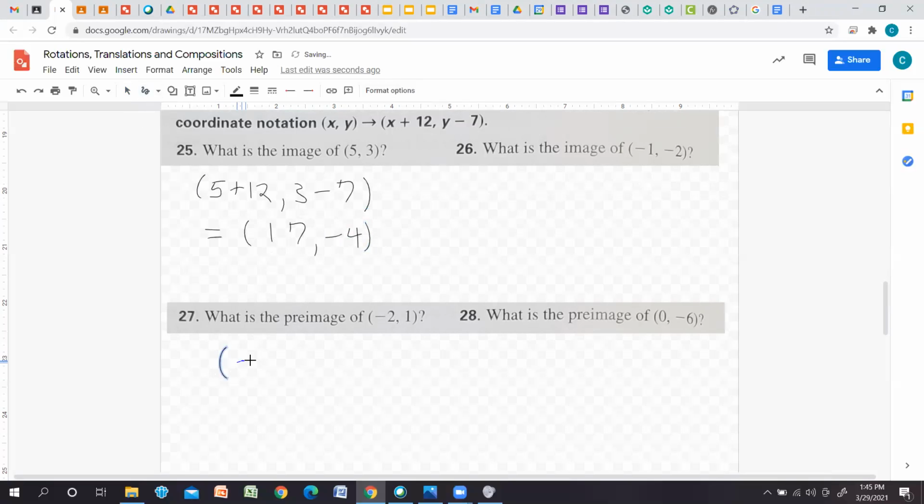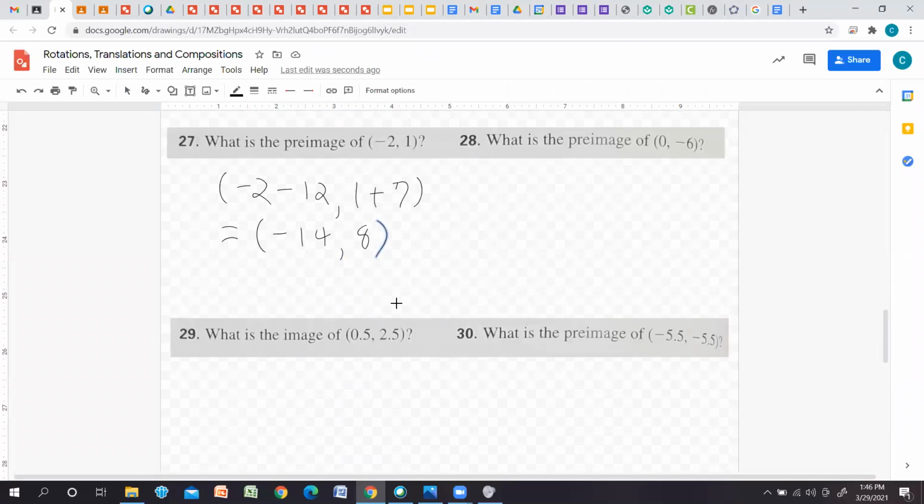That's exactly what we do here. We have -2 and then we subtract 12. And then we have 1 and we subtract 7, or add 7, right? We do the opposite. So our pre-image would be -14, 8. Again, if we apply the translation forward, we would have -14, 8, and then we apply this and we would get -2, 1. So be very careful whether it says image or pre-image, because that will determine how you find the other point.